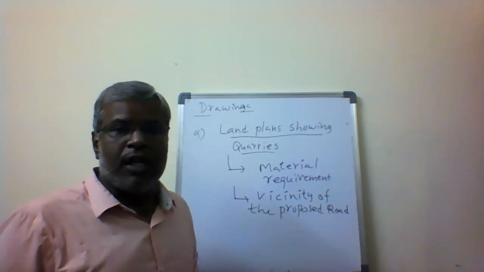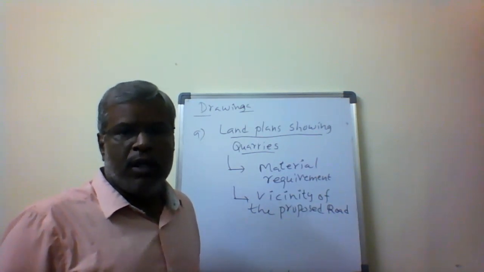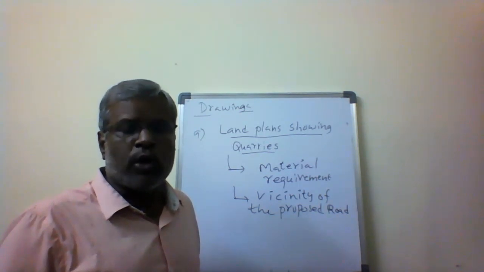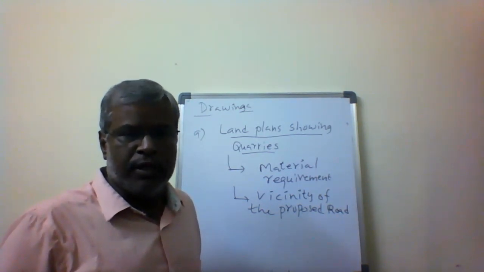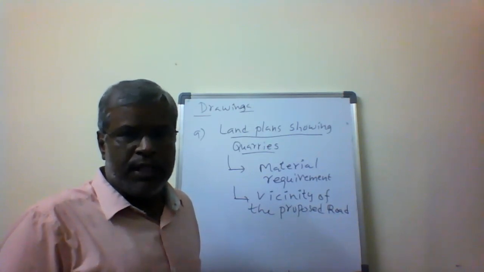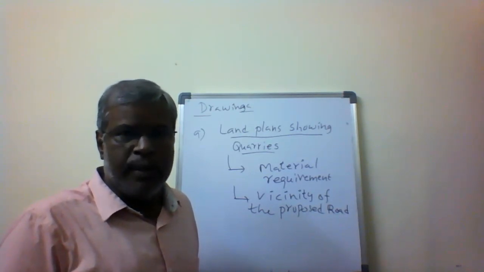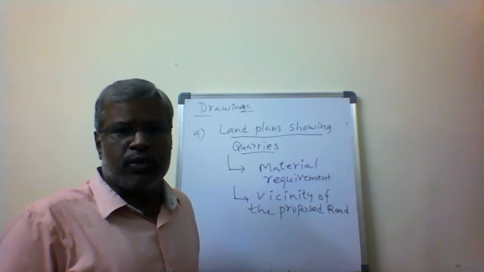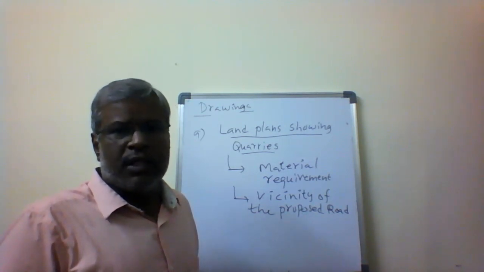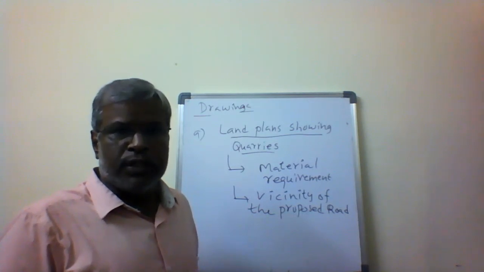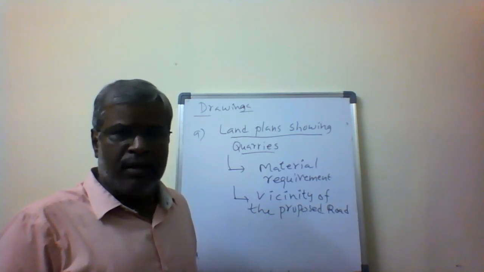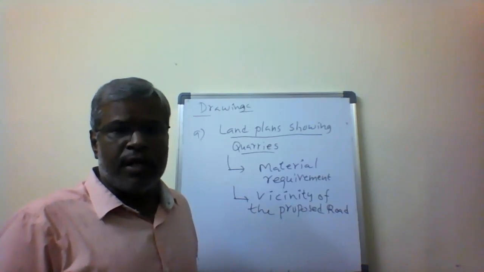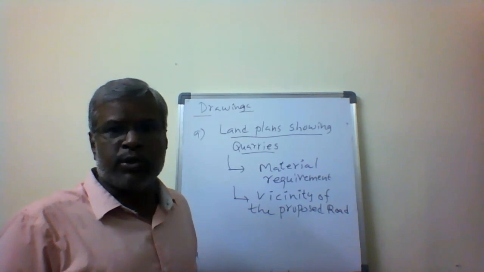This is about the availability of materials for the road construction. What materials will be required? Stone aggregate will be required, and soil will be required. If the soil bearing capacity is less, we have to borrow soil. Sand will be required. If we go for a cement concrete road, cement is required. If we go for bituminous road surfacing, we provide bitumen. We have to give a plan indicating the availability of these materials near the proposed road construction area, and at what distance the materials are available. That is known as the land plan showing quarries.